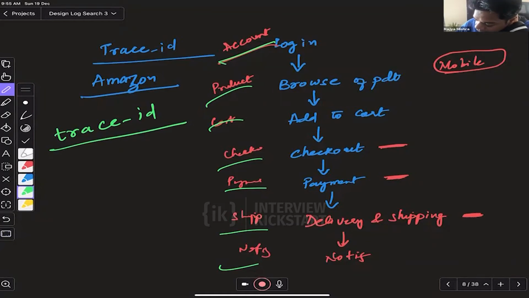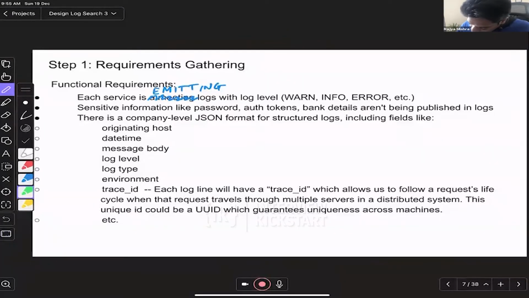Now, what if, from the time the user comes onto the system and does all these operations, at the start of the journey itself there was some trace ID, and that trace ID was logged by each and every service? So once I get hold of a trace ID, I can see the complete journey of the user during that particular interaction. Right? So this is what a trace ID is.